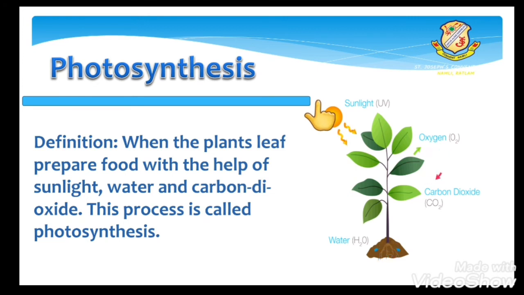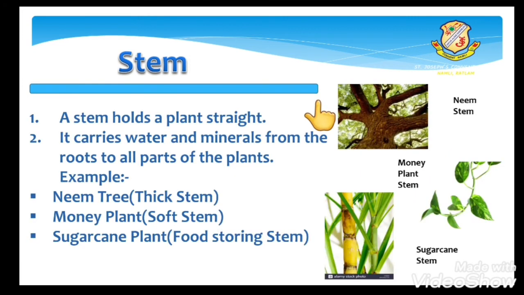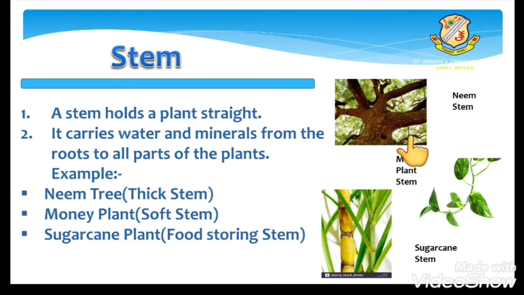Now we will come to the next part. The next part of the plant is the stem. Stems hold a plant straight. The main function of the stem is to hold a plant straight in a standing position.